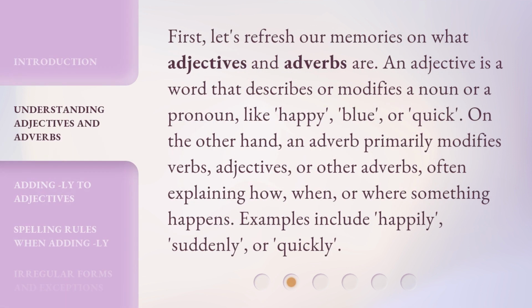First, let's refresh our memories on what adjectives and adverbs are. An adjective is a word that describes or modifies a noun or a pronoun, like happy, blue, or quick. On the other hand, an adverb primarily modifies verbs, adjectives, or other adverbs, often explaining how, when, or where something happens. Examples include happily, suddenly, or quickly.